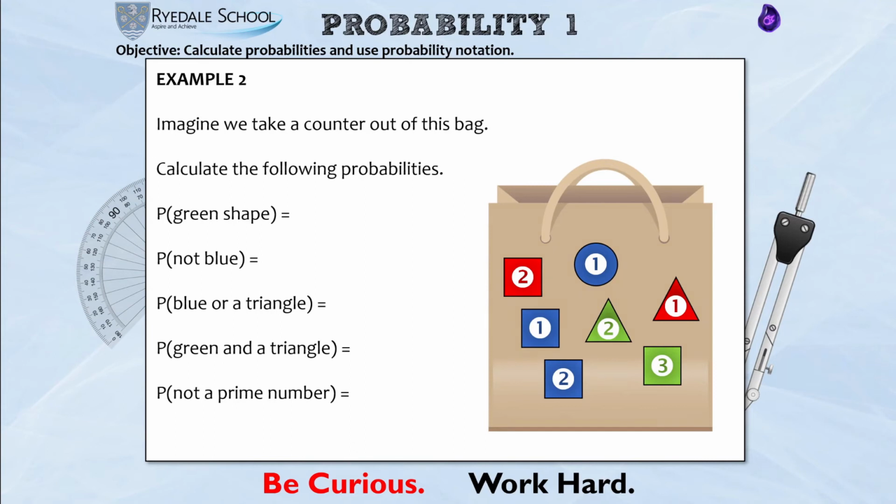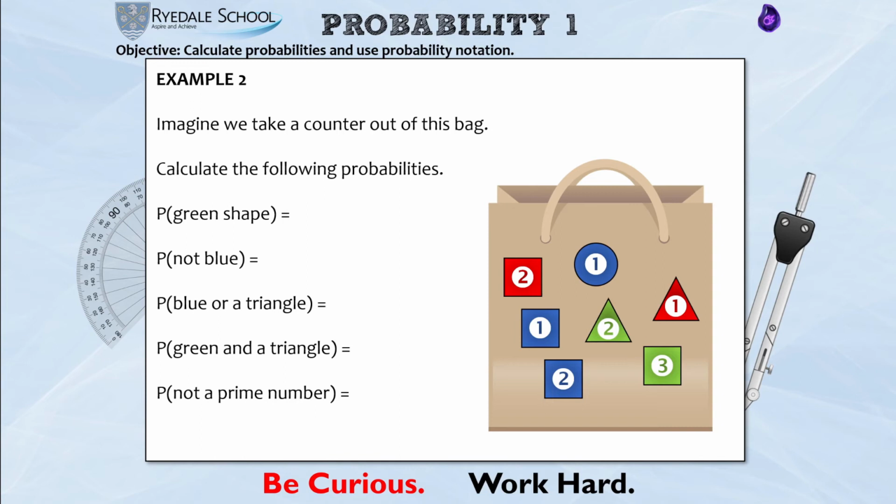Let's look at another scenario. This time I've got some coloured counters in a bag. Now, these counters are different colours, they are different shapes, and they have different numbers written on them. Calculate the following probabilities. The probability of a green shape. Well, that's nice and straightforward. How many shapes are green? How many shapes do we have altogether? Can we find our fraction?